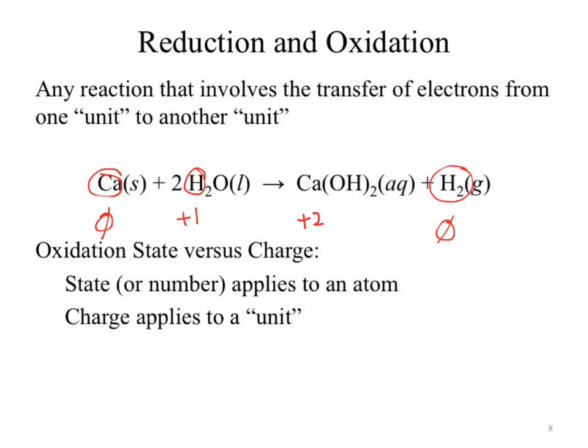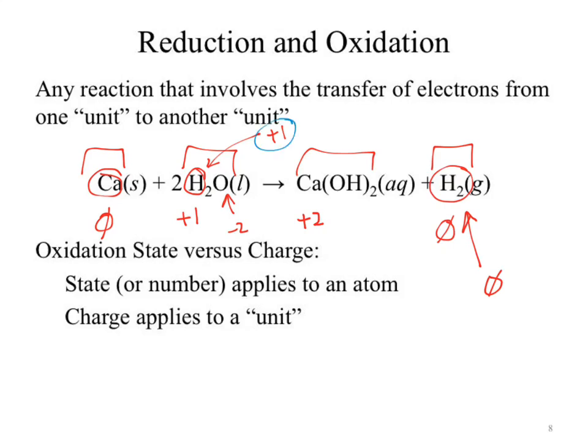So oxidation state versus charge. Charge applies to a unit. What do I mean by a unit? Anything in an equation is a unit. All of these are units. The oxidation state, or number, only applies to an atom. So if I look at the oxidation state for a hydrogen atom in the unit of H2, that oxidation state is 0. If I look at the oxidation state for hydrogen in water, it's +1. For oxygen, it's -2. Maybe we should have done these in different colors so you can see that.